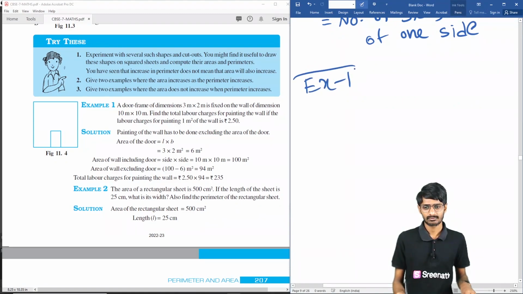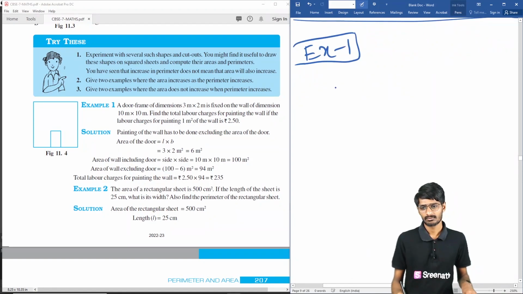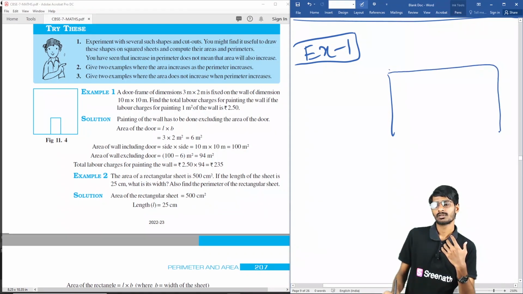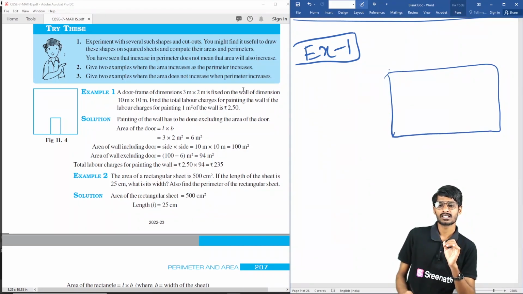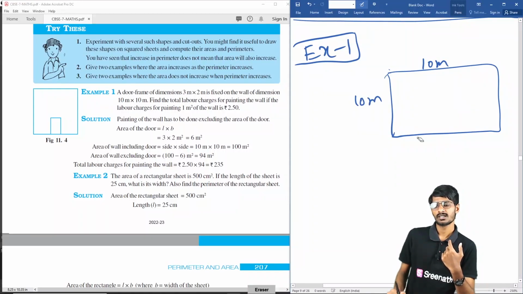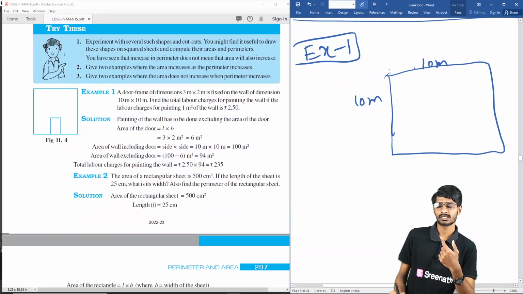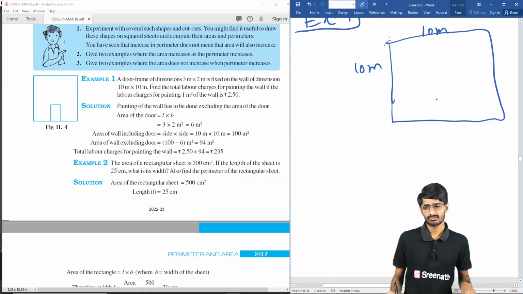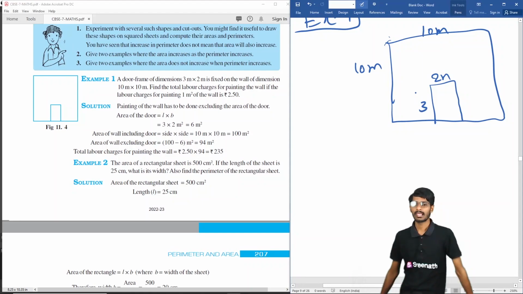Example 1. A door frame of dimensions 3 meters into 2 meters is fixed on a wall. The wall is rectangular in shape, and it has a length of 10 meters and a breadth of 10 meters, which means it is a type of square wall, you may think. On this wall they have put the door frame, whose dimensions are 3 meters long and 2 meters wide. Length is 3 meters, breadth is 2 meters.